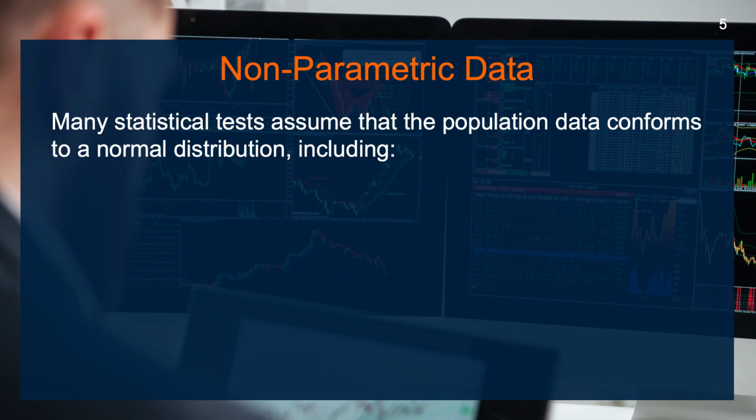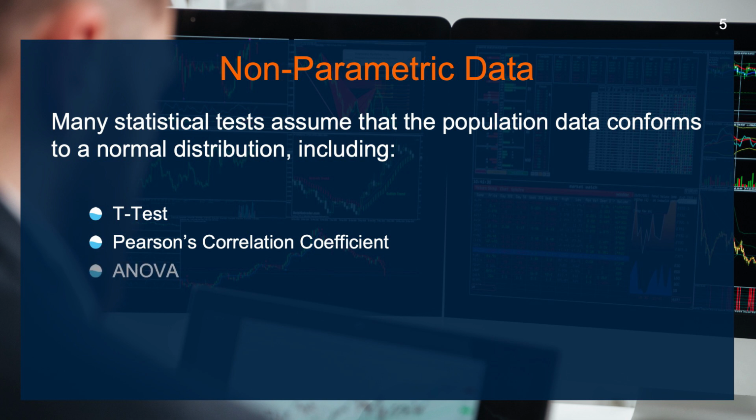So many statistical tests assume that population data conforms to a normal distribution. Now this includes the t-test that you've already used, Pearson's correlation coefficient. That's the standard correlation coefficient that you will find that spreadsheets use. It's always based on the Pearson's equation. And analysis of variance, or ANOVA. You haven't actually looked at that one yet, we'll be doing that next time.